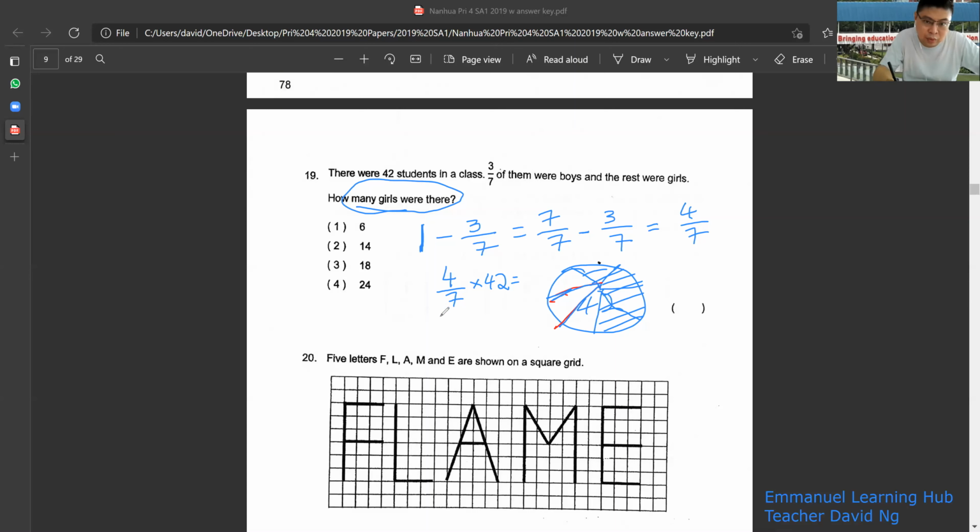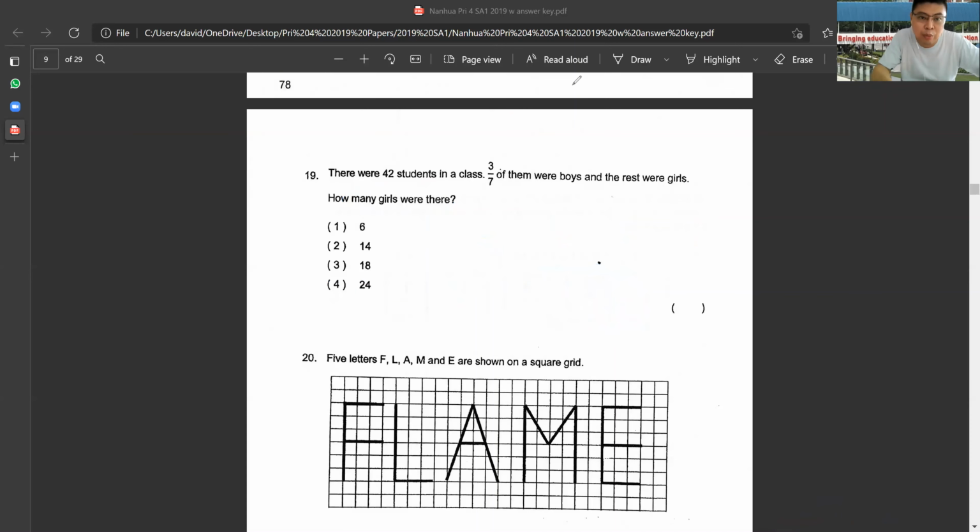This one, what do you have? The answer here is 24. Okay, you know how to multiply fractions, but you fail to interpret information with regards to fractions. So this is something you need to brush up on. Okay, we move on to the next one.